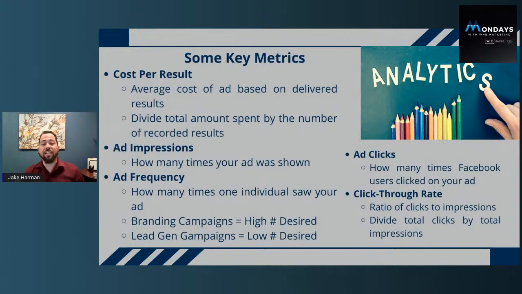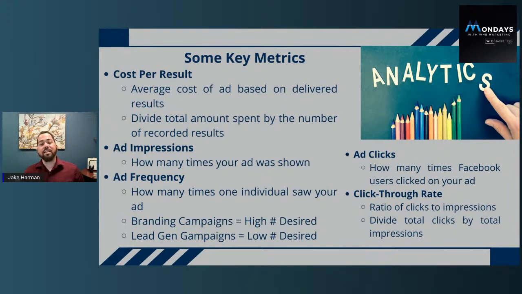So cost per result. This is the average cost of an ad based on delivered results. To get that calculation, you're going to divide the total amount spent by the number of recorded results. Your recorded results could be anything. It could be a click on your ad. It could be a newsletter sign up. It could be a neighborhood news sign up in our case. It could be a varied amount of different things, whatever you're trying to get.